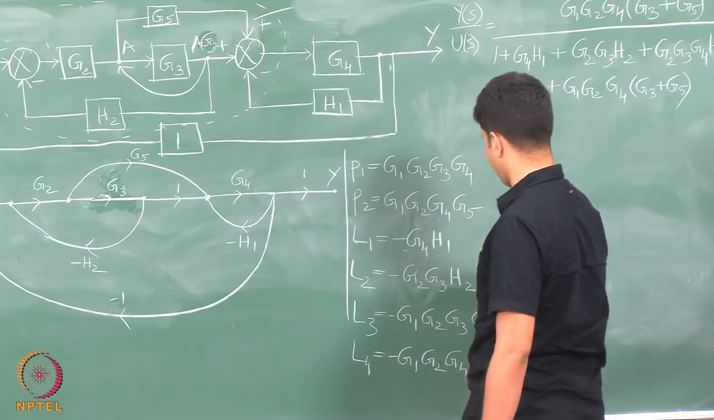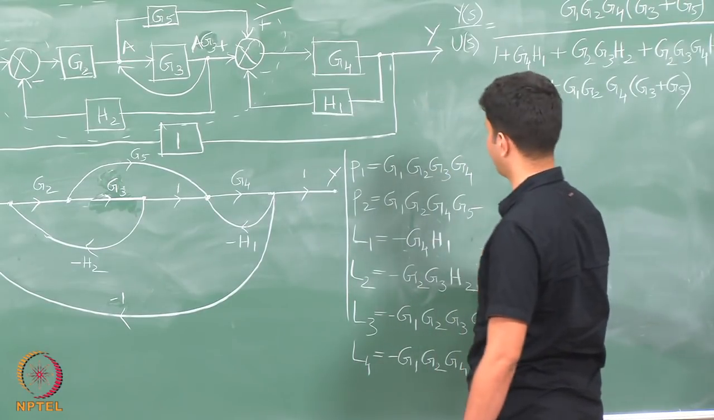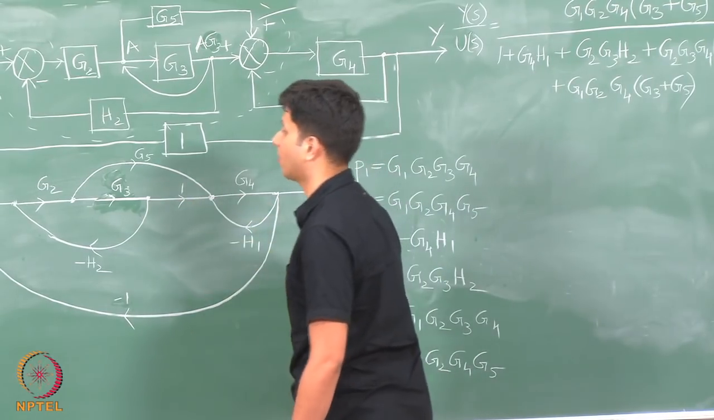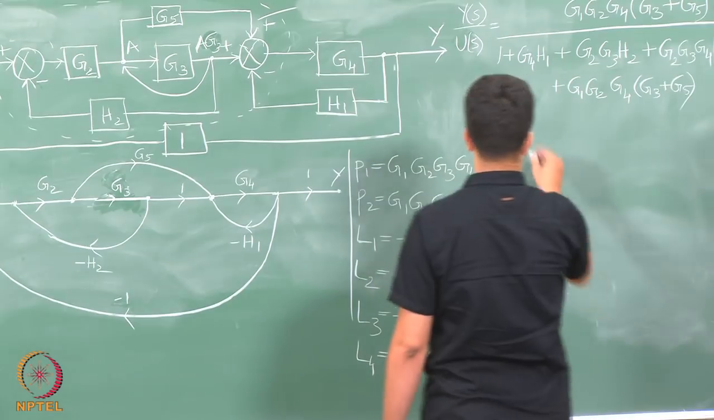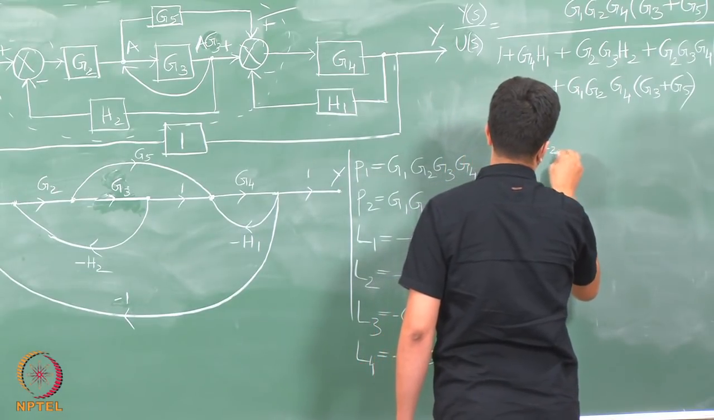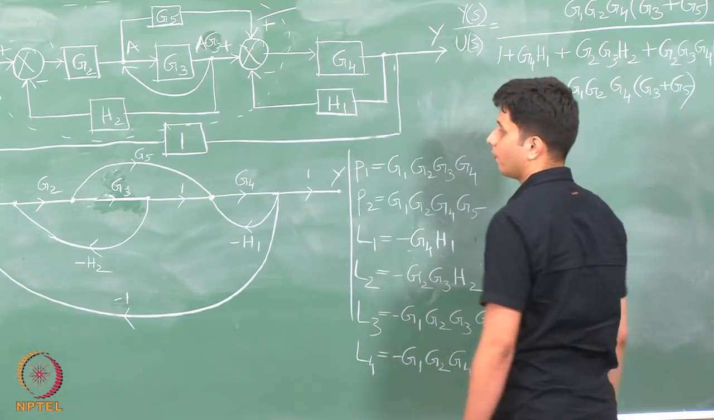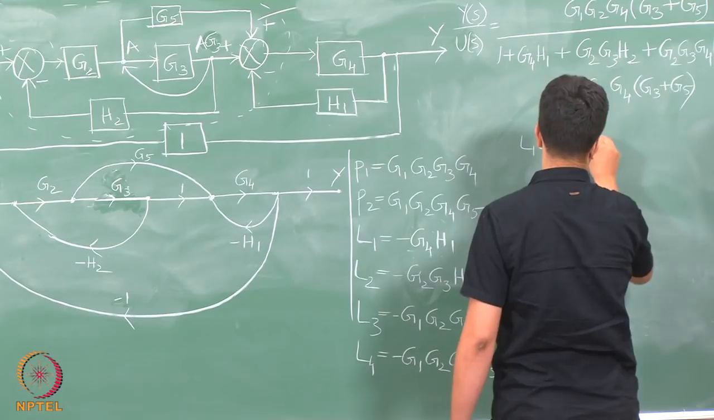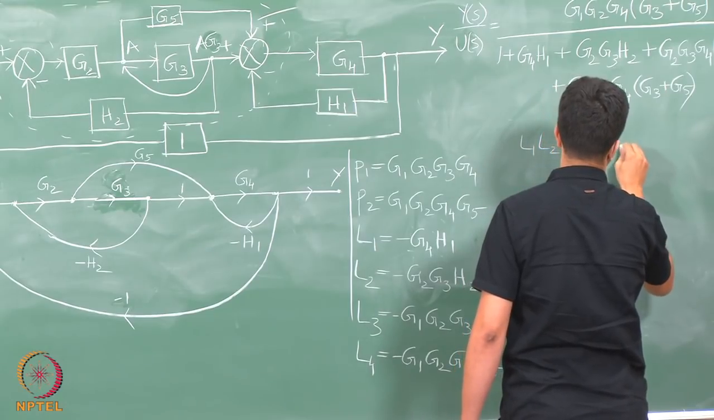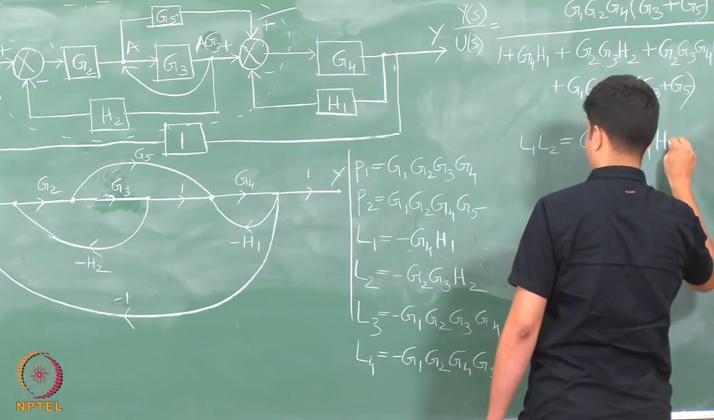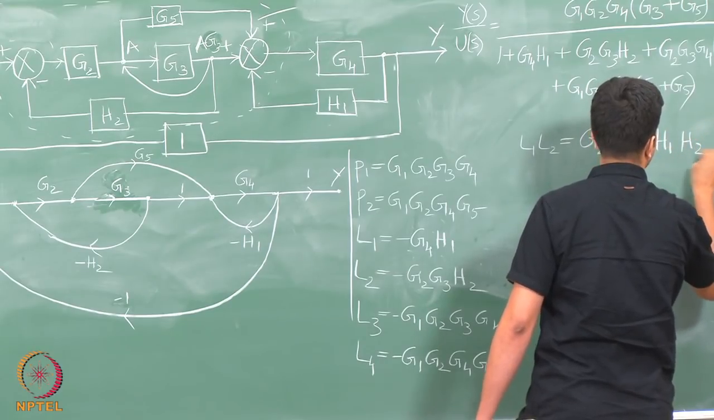So out of 4 loops, you look at these 2 loops, these are not touching each other, they do not have any common nodes or branches. So among the non-touching loops, we have L1, L2 and G2, G3, G4, H1, H2.